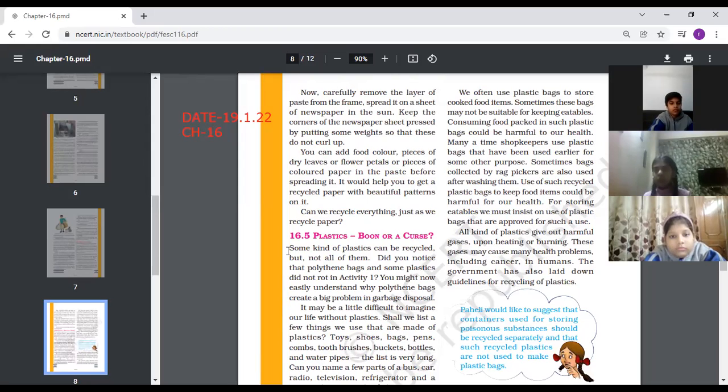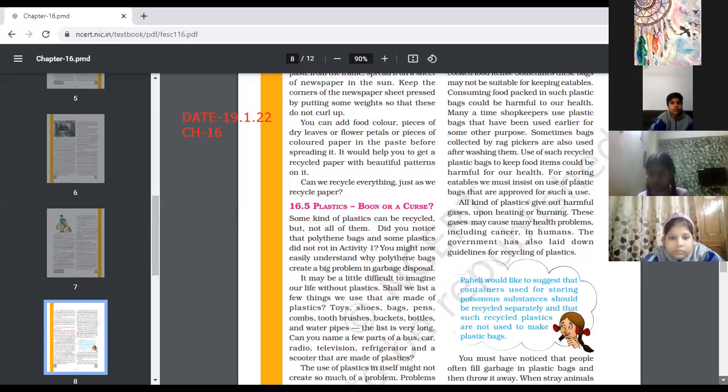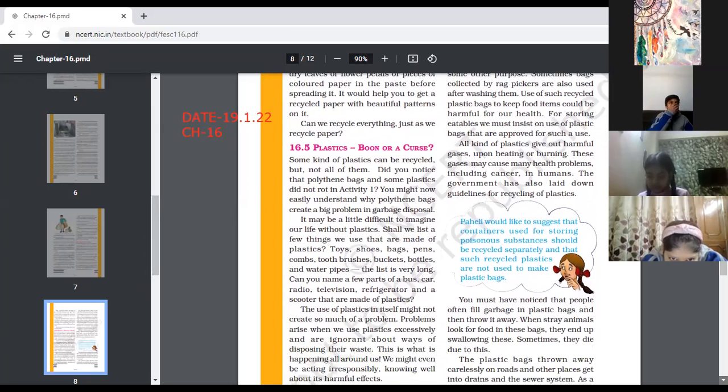Yes, ma'am. Some kinds of plastic can be recycled, but not all of them. Did you notice that polythene bags and some plastics did not result in Activity 1? You might now easily understand why polythene bags create a big problem in garbage disposal. Next paragraph, Bhuvi. It may be a little difficult.